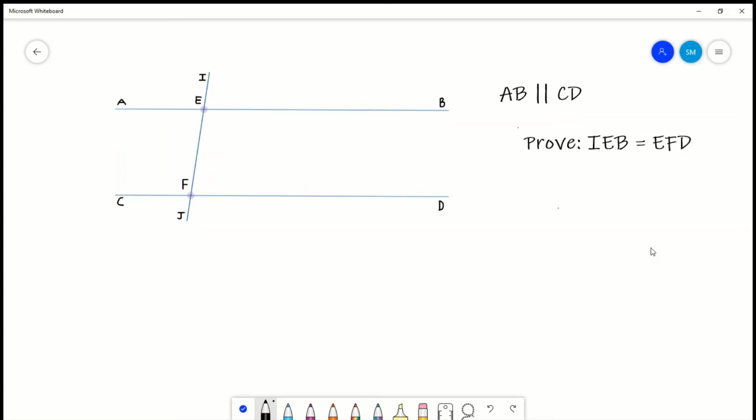So over here, AB is parallel to CD, and what we are trying to prove is that angle IEB is equal to angle EFD. So our strategy is going to be that we'll try to prove by contradiction.